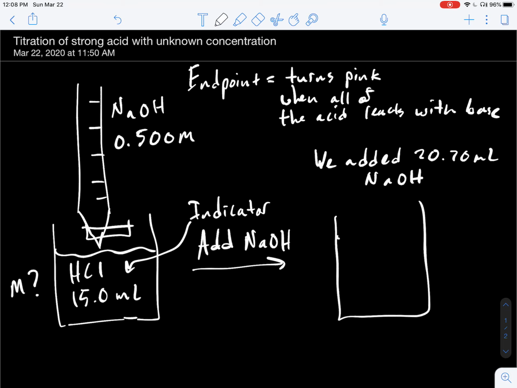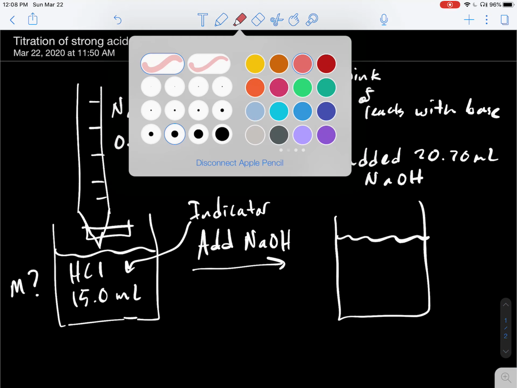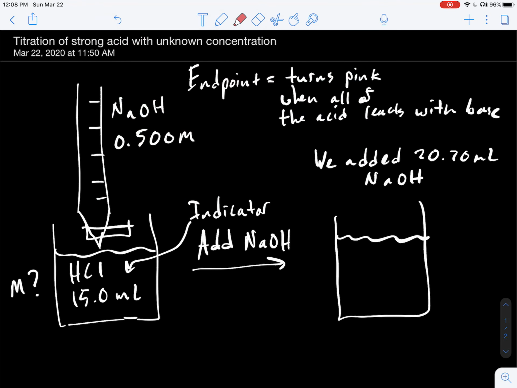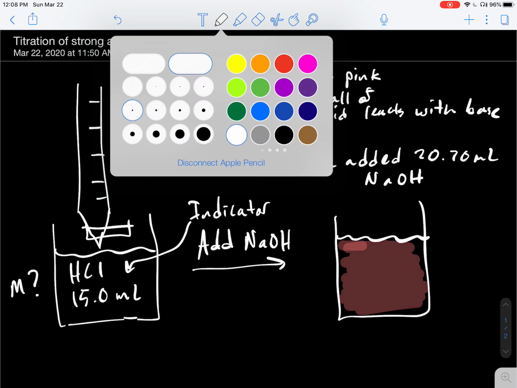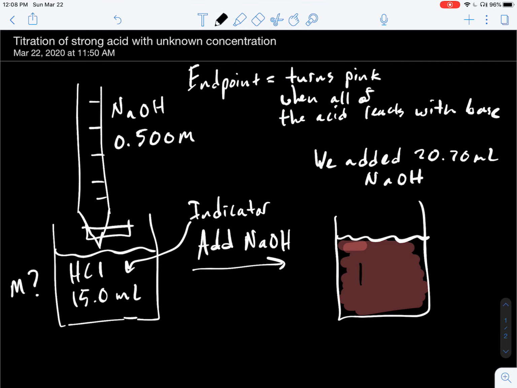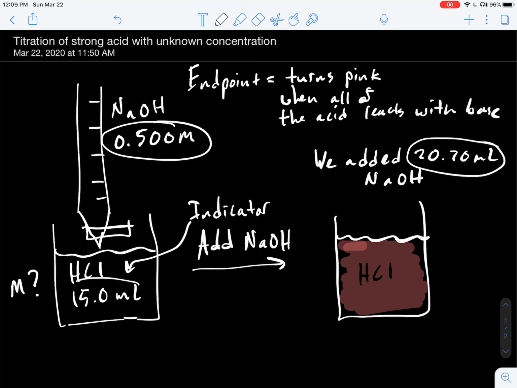And then our solution now, see if I can get a little highlighter. There we go. That works for now. So we got HCl in there still. 20.7 milliliters of NaOH. So how do we use this information? Well, I'm going to circle the important information that we need. The molarity of NaOH, how much we needed, and then the milliliters of HCl.